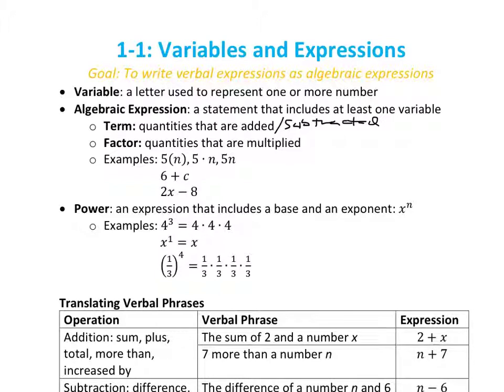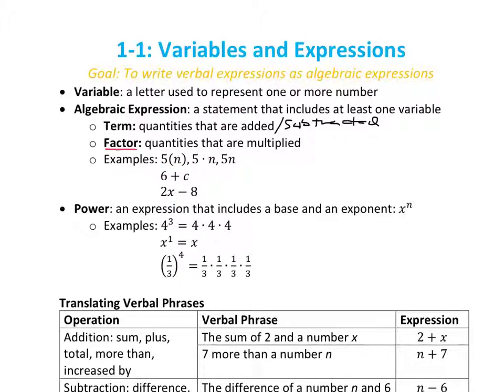So for example, 6 is one term and C is another term. 2x is a term, 8 is a term, okay? 5 and n are not added together or subtracted, so that's just one term altogether. They're not individual terms, okay? And a factor, okay? A factor are two quantities that are multiplied together, okay? So in this case, we have 5 times n, so 5 and n would be factors. Okay, same idea for 2 and x. 2 and x would both be factors because they're multiplied together right here.